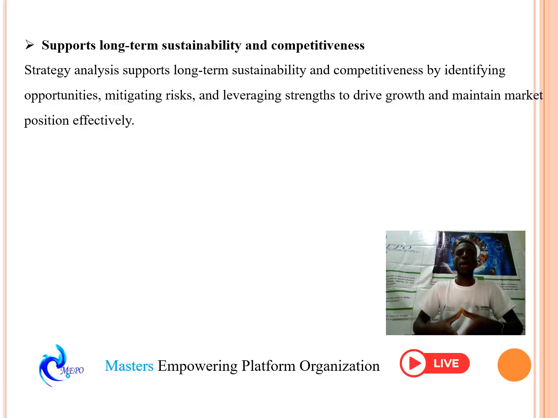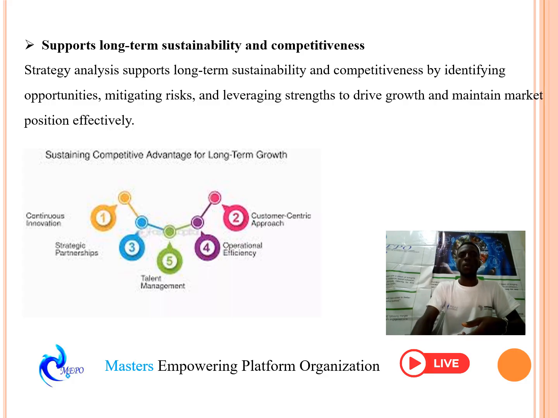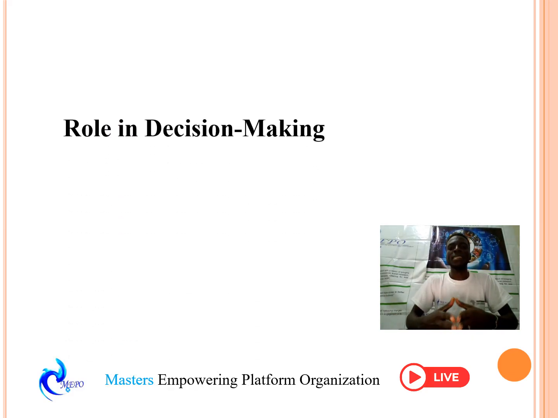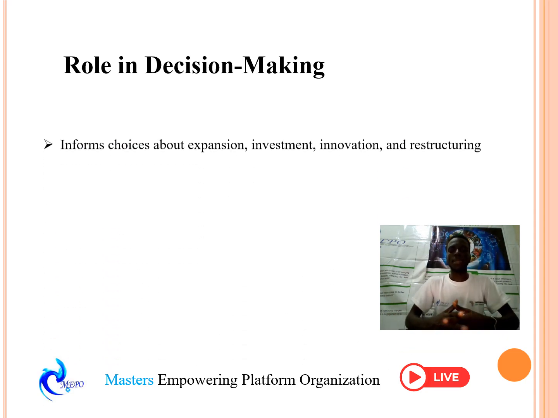When we do all this, when we look at opportunities, when we look at our strengths, if we maintain opportunities and our strengths, it will maintain market position effectively and business will grow higher and higher. Now, let us look at the role in decision making. What is your role in decision making? When you are opening a business, when you are with your business, what are the roles? What are the things that you are supposed to do? So these are things that we are going to look at.